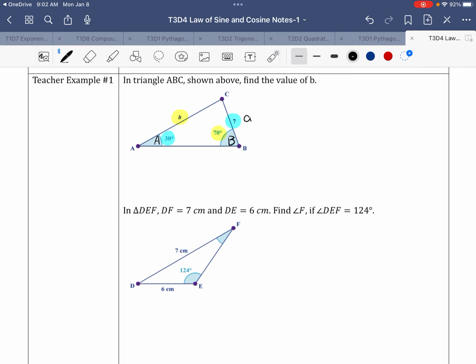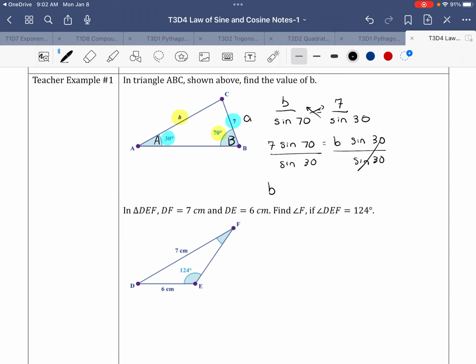Since we have one known pair and one that we are looking for, we can use our law of sine. So b over sine of 70 equals 7 over sine of 30. Then we set up our proportion and cross multiply: 7 sine 70 equals b sine 30. Divide on both sides, and when you put all of this into the calculator, b equals 13.2 units.